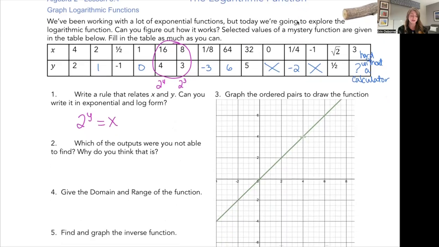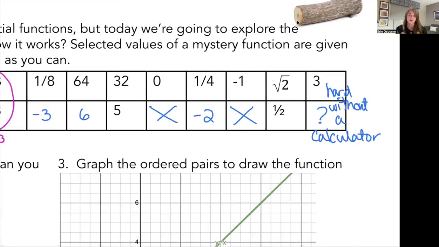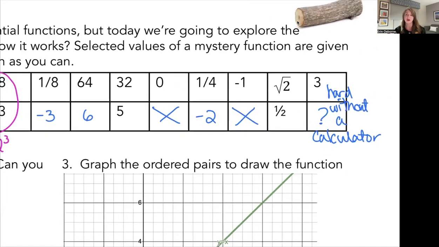Of course, on my table, there are some outputs you wouldn't have been able to find values for. We cannot solve 2 to the question mark equals 0, because nothing works there. And 2 to the what makes -1 does not work either. The other hard one you can't do without a calculator is 2 to the what makes 3. It's got to be a decimal number. This is where logs would come in handy. You could rewrite it as a log expression and then use your calculator to get an answer right away without all that guessing and checking.